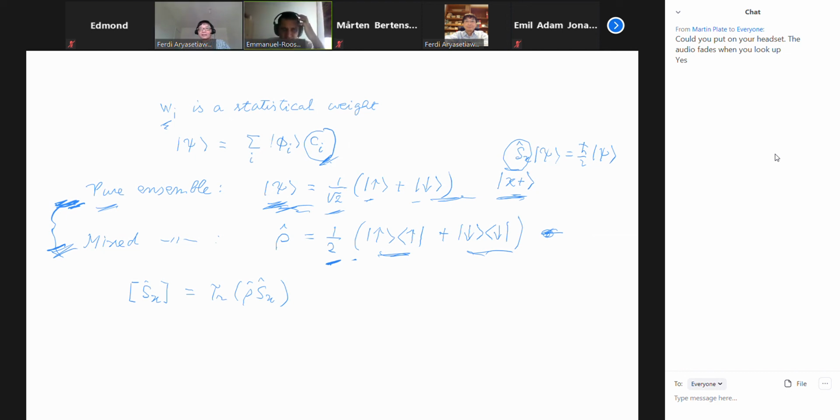It's just that, when you say pure ensemble up there, how can it represent multiple particles pointing in the Sx direction? So it could be 2, 3, 10. Is that what you're saying? This pure ensemble?